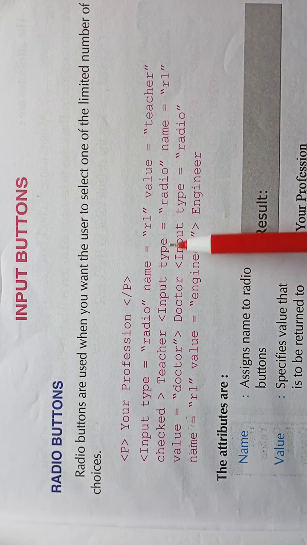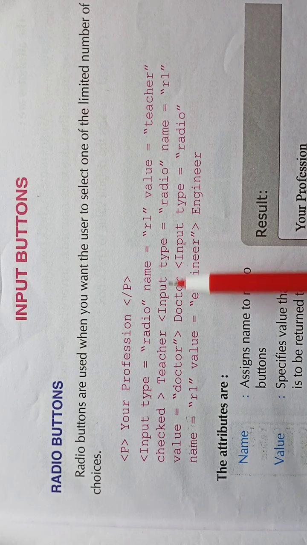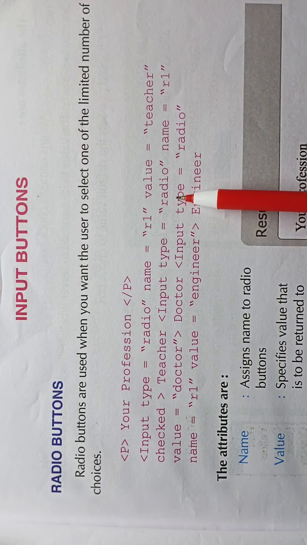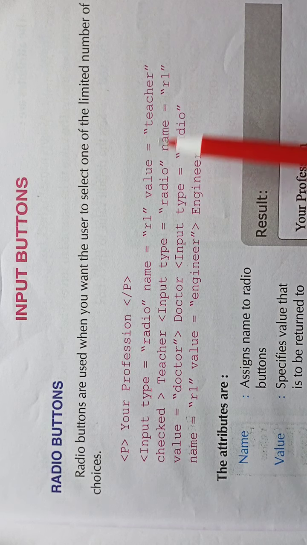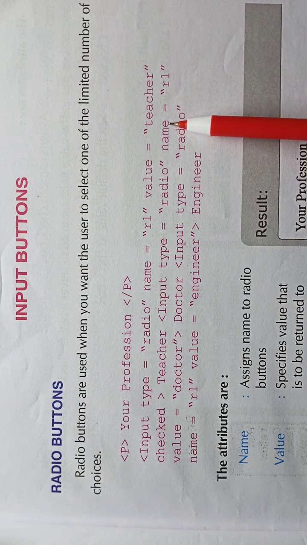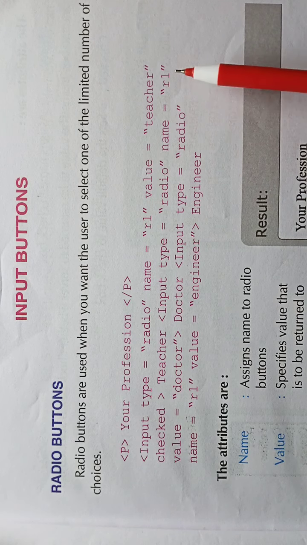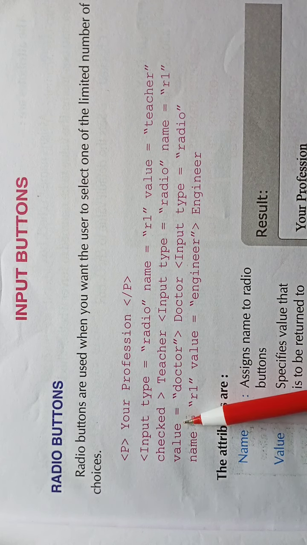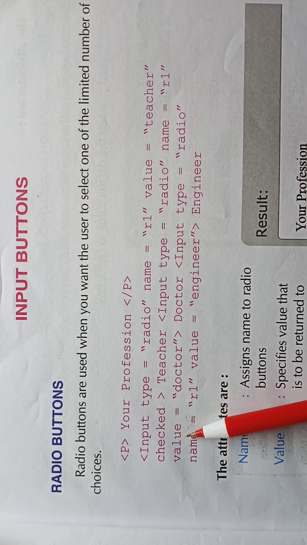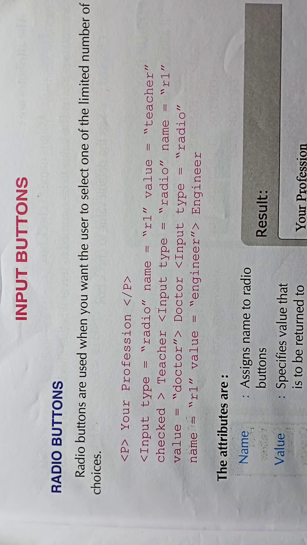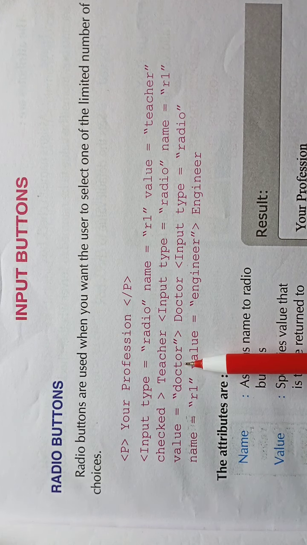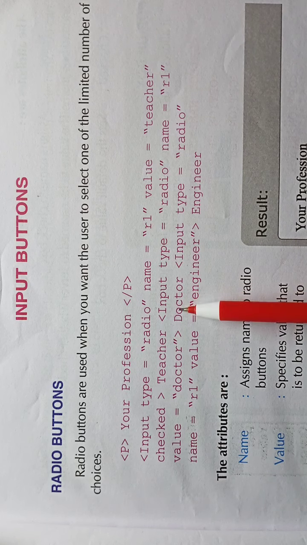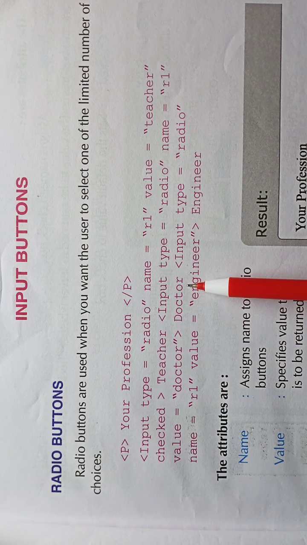Then again we have written input type. Same, we are going to repeat input type radio. We are going to make again a radio button. Now this time the name again has to be provided, so we have given R1 again. Value. What is going to be the value of this radio button? This time the value is going to be doctor. That means the second choice you are giving will be the doctor. So here the choice is doctor.